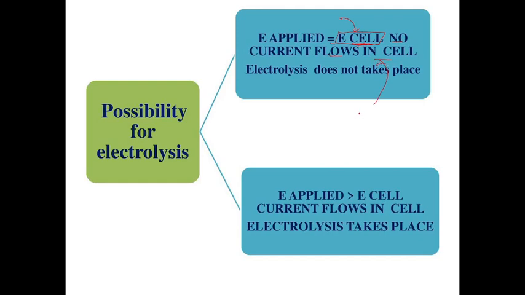Why? It is due to IR drop and polarization of your electrode. These are the two things which require extra voltage. It requires some voltage drop. That's why E applied should be higher than E cell. Then only will current flow in the cell and electrolysis take place. So this is the thumb rule: E applied must be higher than E cell, then only will the reaction proceed.